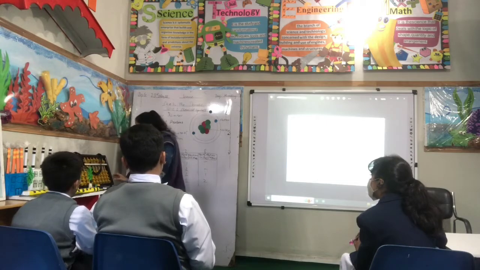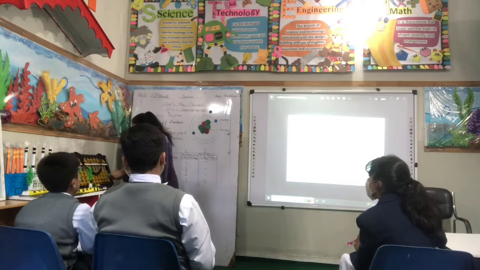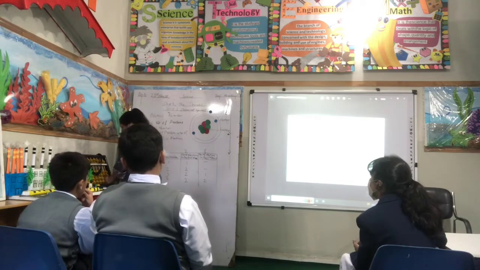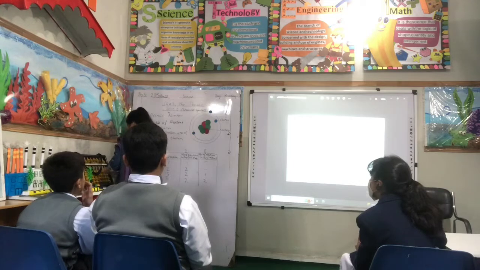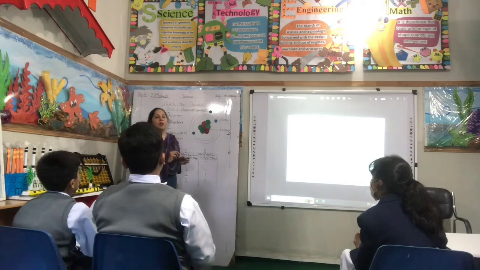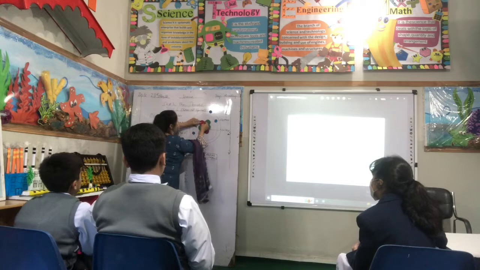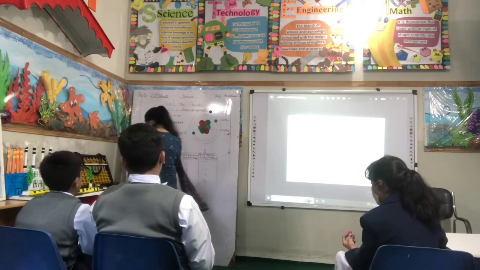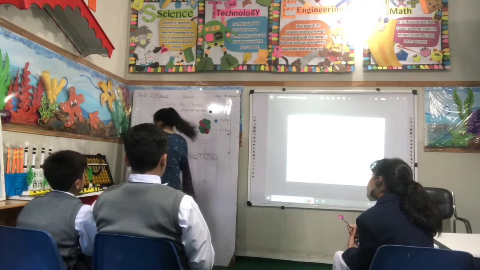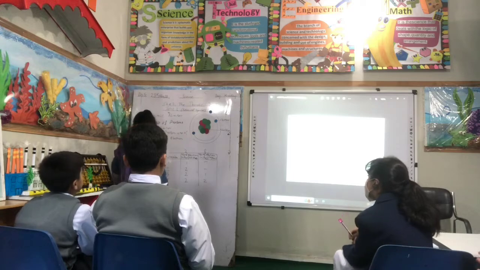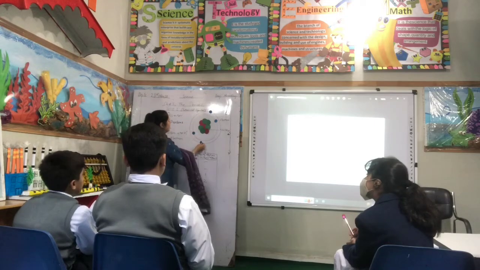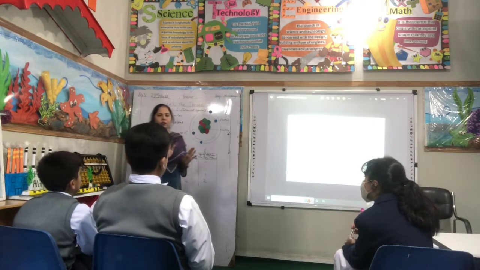So now what will be the structure? There will be 4 protons. Good. And neutrons also 5. See the mass number? Mass number is 9. So it is 4 and 5 neutrons. Very good. Now what about the electrons? 4 electrons. 2 in the first shell and 2 will be in the second shell. Okay with the structure? Yeah.